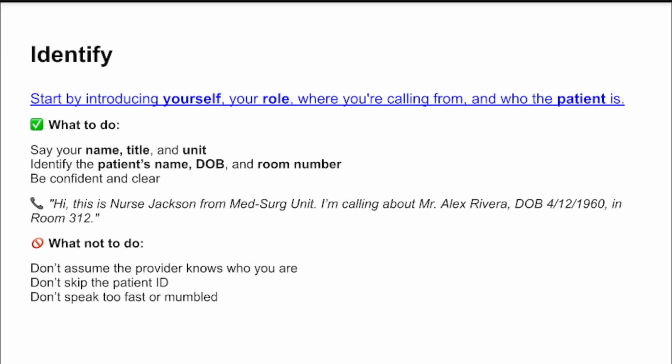So, let's start with this example. Hi, this is Nurse Jackson from Med-Surg unit. I'm calling about Mr. Alex Rivera, date of birth 4/12/1960, in room 312. Here we check off all the boxes when it comes to identifying. What you don't want to do is assume the provider knows who you are. Don't skip over the patient ID and don't speak too fast or mumbled. Remember, we want to be clear and confident.